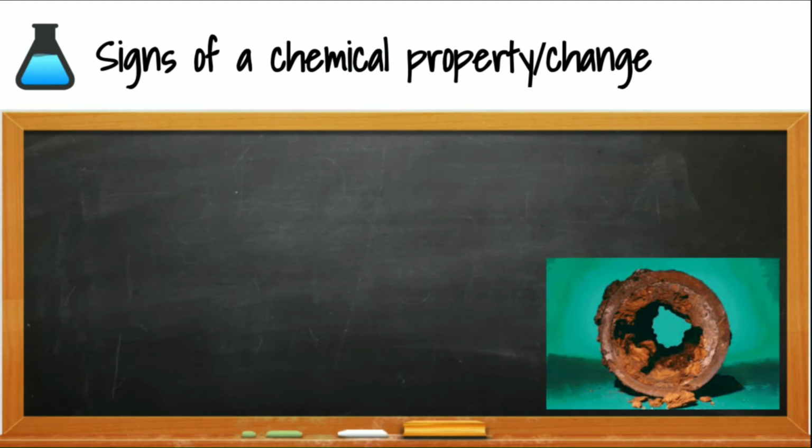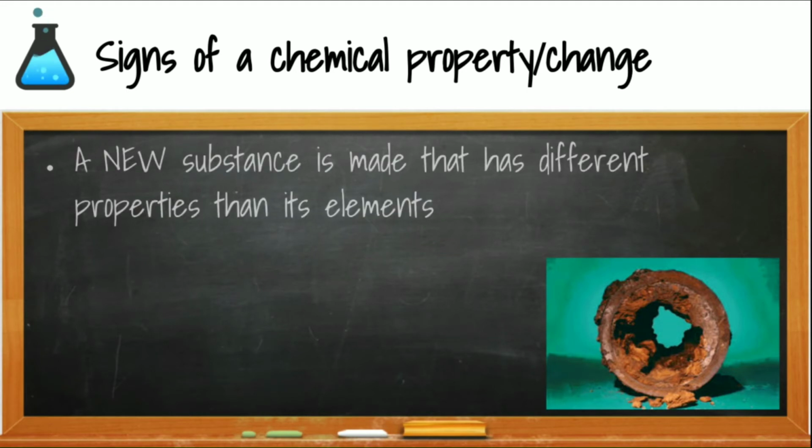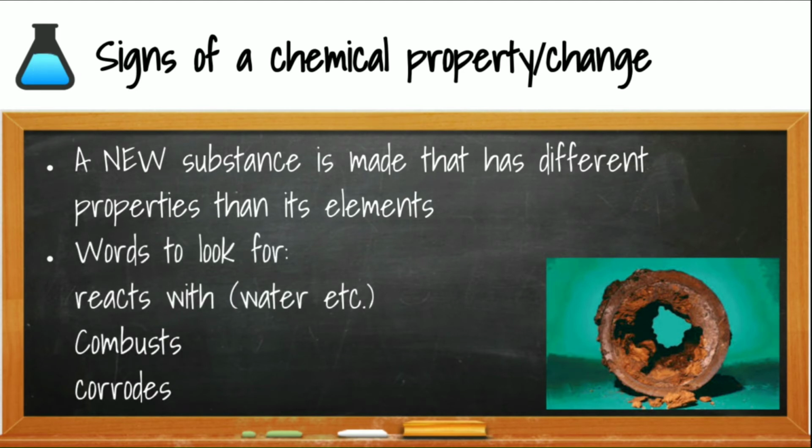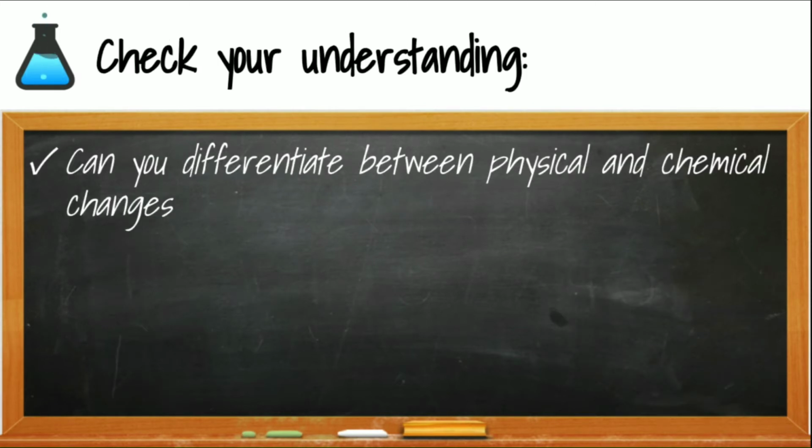Now, when we look for signs of a chemical change, we're always going to look to verify that we have a new substance that has new properties than the substances that reacted to create it. So what we're going to look for in a description of a chemical change are words like reacts with, combusts, or corrodes. So by now you should be able to differentiate between a chemical and a physical change.